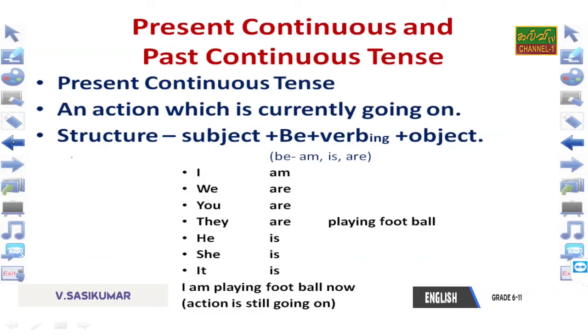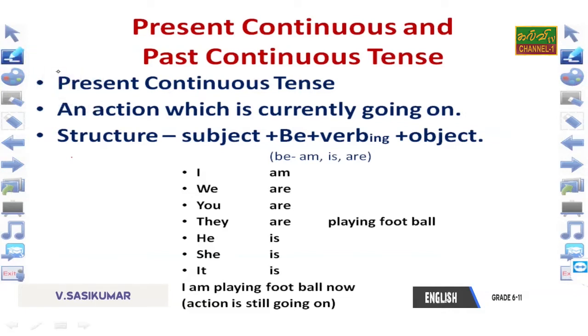Yes, that's why you can see everything has been written by me with a very clear idea, which was given by me in my earlier class. Here you can see, dear students, all the subjects written by me here: I, we, you, they, he, she, it. Those are subjects.